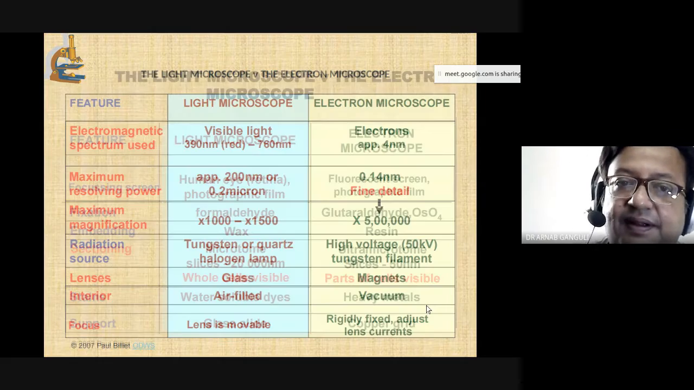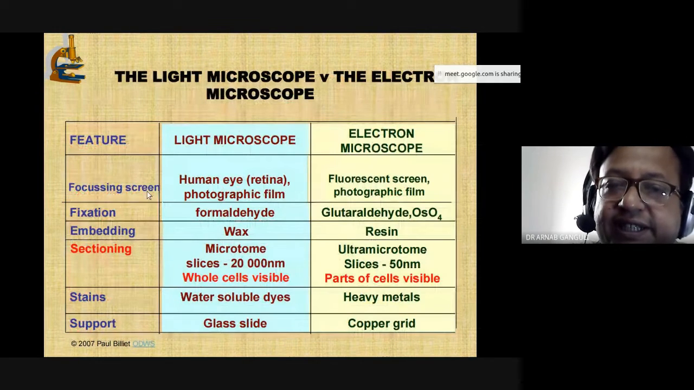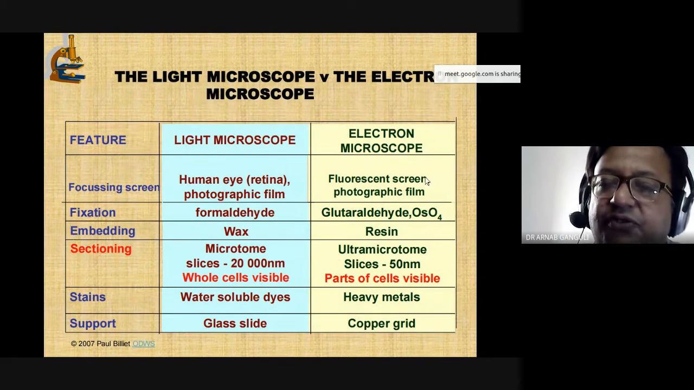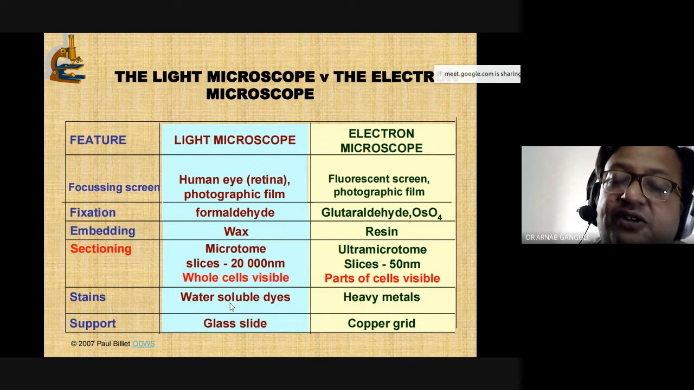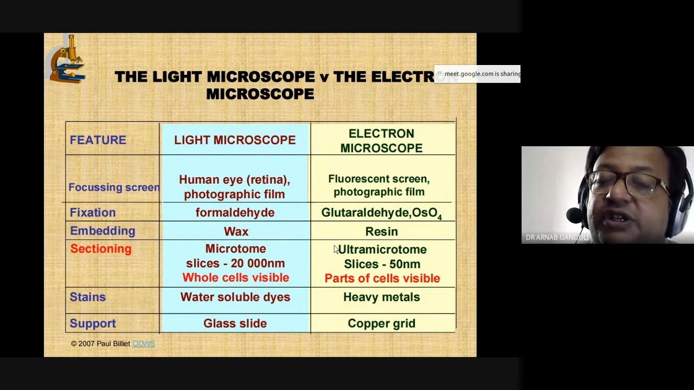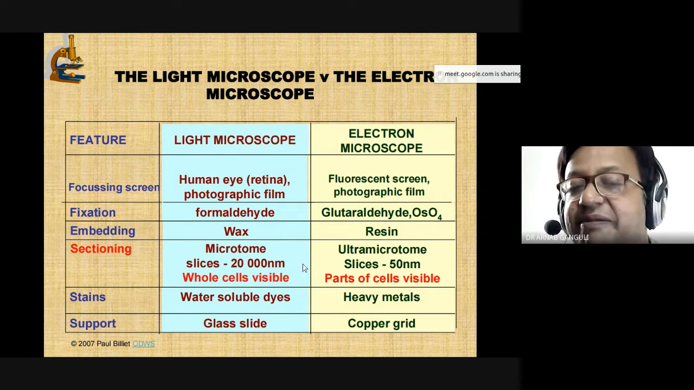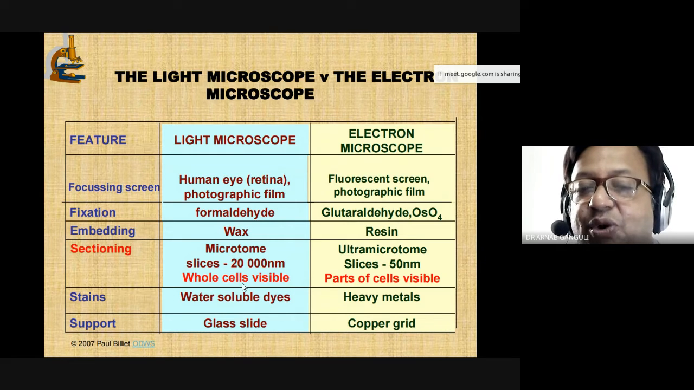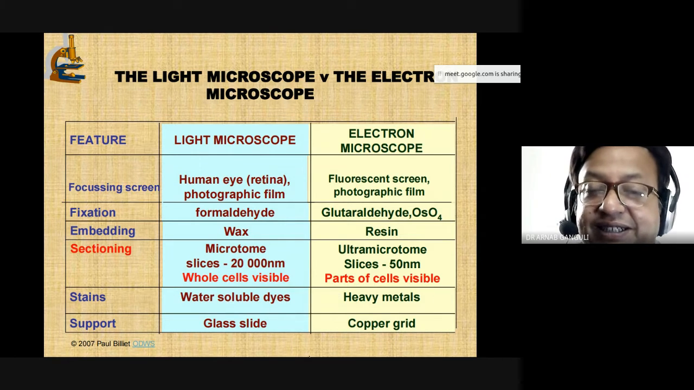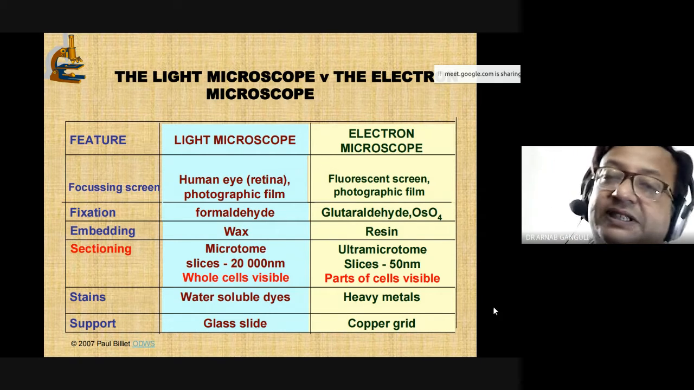Then for the viewing screen, you can see it on a photographic film, or you can see it by eyes. Here you need a fluorescent screen and photographic film. You fix it with formaldehyde staining. Here you need OsO4, osmium tetroxide, or glutaraldehyde for staining. You embed your specimen in wax, in histology, where wax Pankaj sir does a lot. And here you need special resins. Here you can cut sections in a microtome. Here you need an ultramicrotome. Here stains are water soluble dye. Here the stains are heavy metals. You need glass slides here. You need copper slides here.